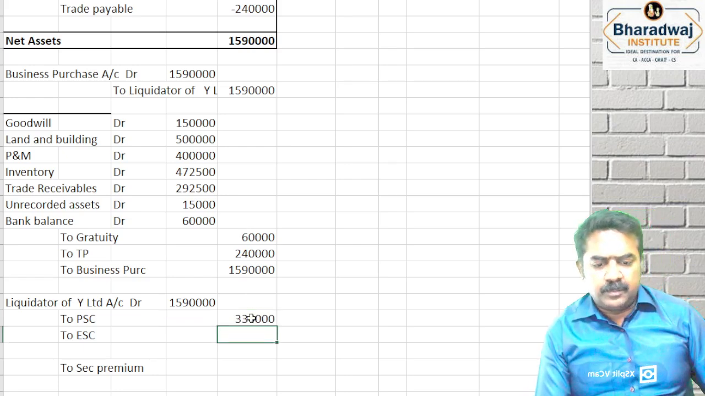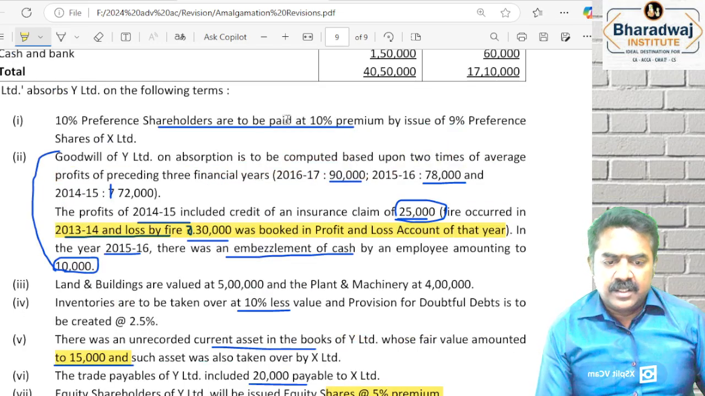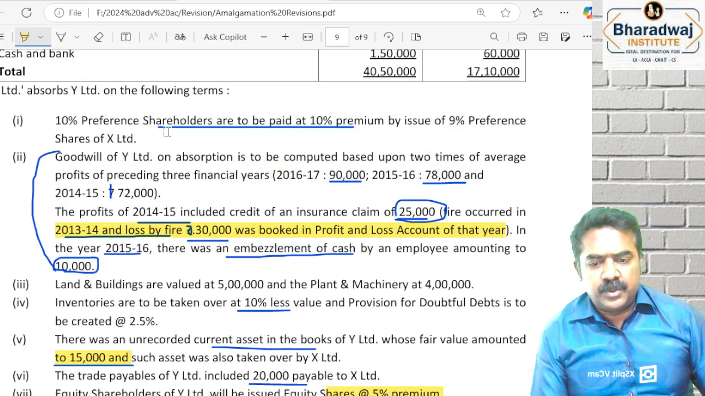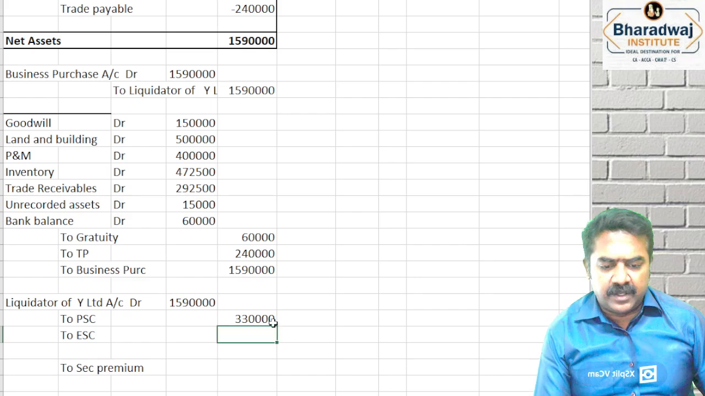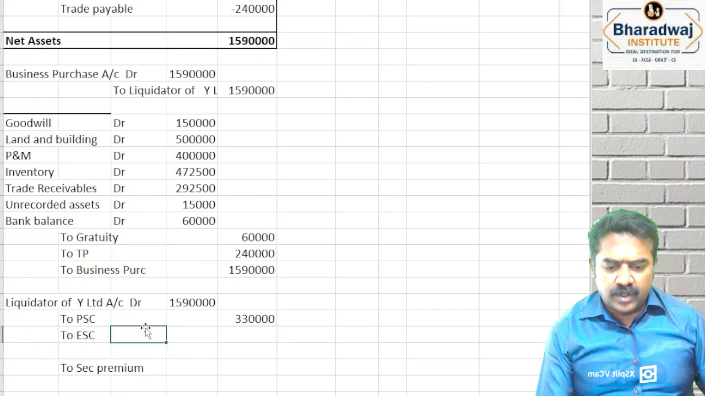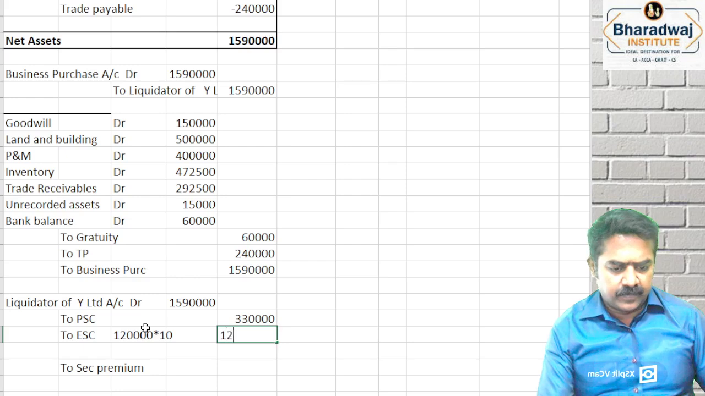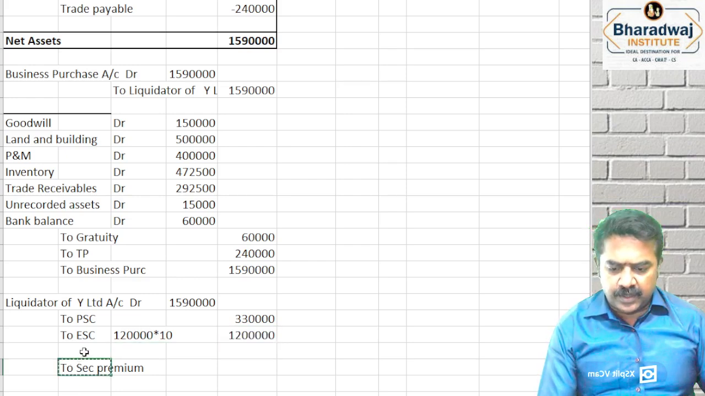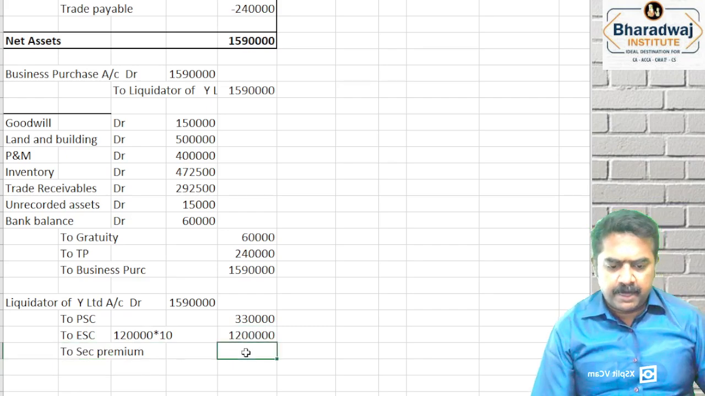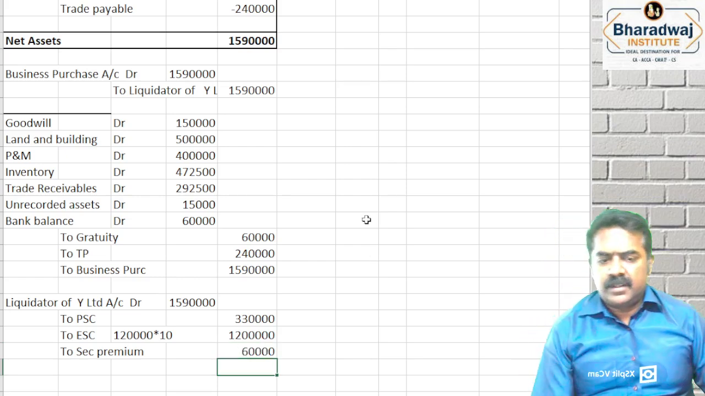Premium, we did not issue at premium. They are discharged at premium. Look at the wording: they are paid at premium. We are issuing preference shares at par value only. Equity share capital will be how many shares? 1,20,000 shares into 10 rupees, 12 lakhs will come. Securities premium, 1,20,000 into 0.5, how much? 60,000. 12 lakh and 60,000. That's it.